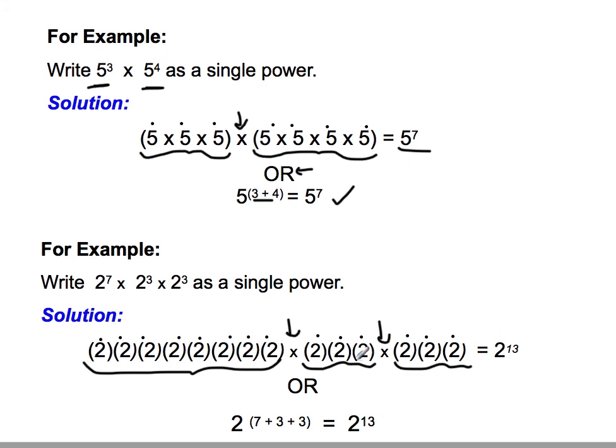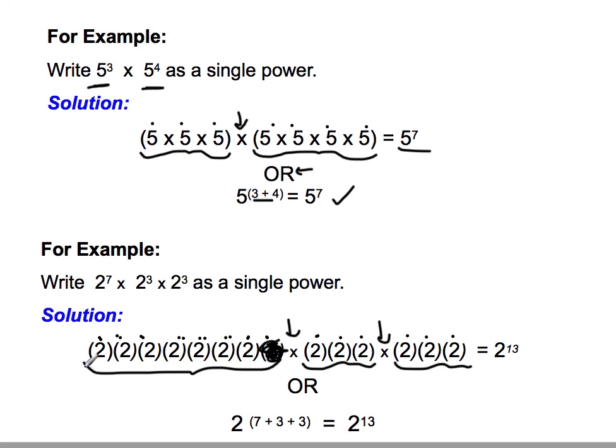Oh, how did I get 14? I miscounted. 1, 2, 3, 4, 5, 6, 7, 8, 9. Oh, that's why. I have an extra one in here. Darn it. Okay, so there should be 7 there. Sorry about that. So I get 2 to the power of 13.